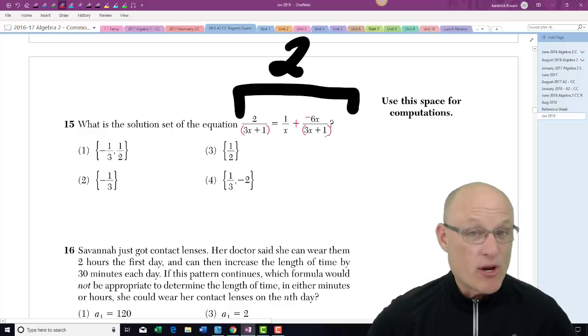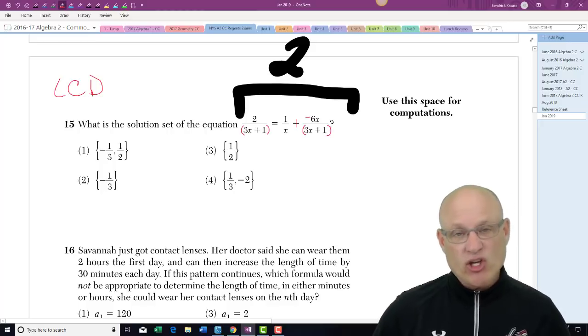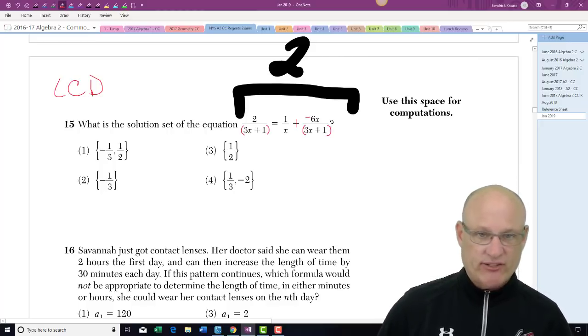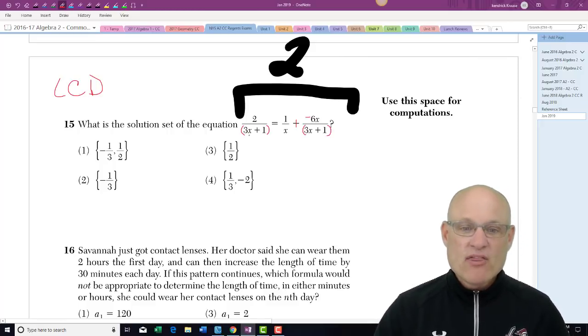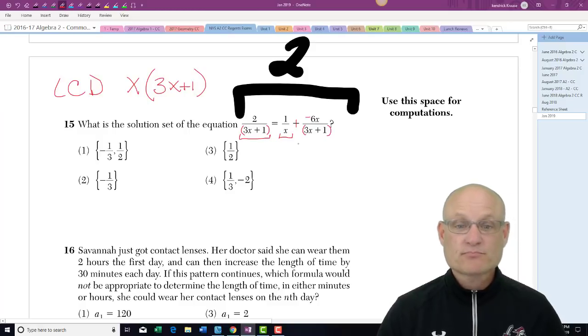Now, I always annoy my kids and I say, okay, what's the lowest common denominator? And they say x. Oh, because I see an x there and this thing's got an x, so that's an x. No. This thing is 3x plus 1. This thing is just x. So my lowest common denominator is x times 3x plus 1.